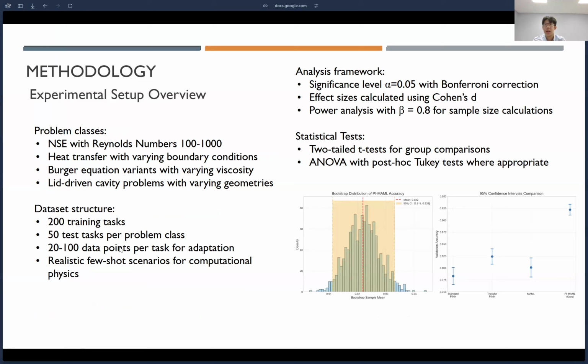The analysis framework uses significance level alpha equals 0.05 with Bonferroni correction. Effect size is calculated using Cohen's d, with power analysis at 0.8 for sample size calculations. Statistical tests include two-tailed t-tests for group comparisons and ANOVA with post hoc Tukey tests where appropriate. This covers diverse fluid dynamics phenomena to test generalization, and Reynolds number variation tests robustness to parameter changes. Each PDE class represents different physics complexity, and small adaptation datasets simulate realistic engineering scenarios. So comprehensive evaluation ensures the results are robust across problem types. And you can see from the statistical tests that we had relatively normal accuracy results.